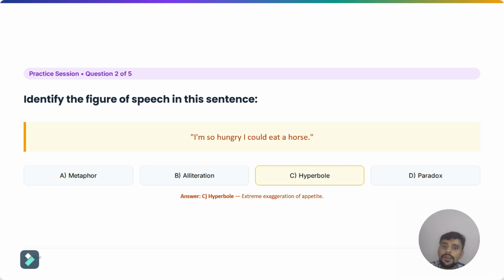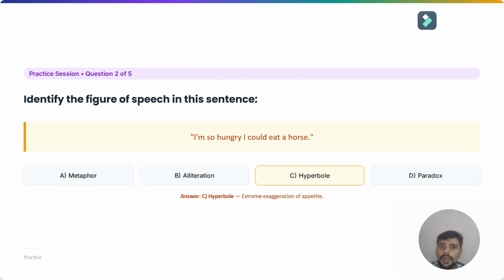Let's try a few more. "I have a mountain of work." It's hyperbole. "I have been waiting forever." It's hyperbole. "That bag weighs 1,000 kilos." Probably hyperbole. "I am dying of laughter." Hyperbole. Now compare.